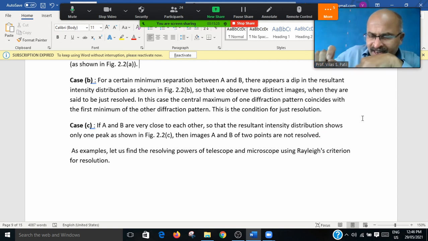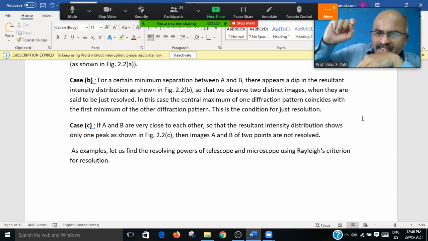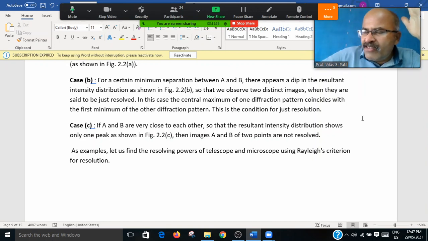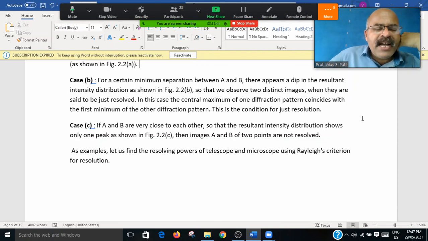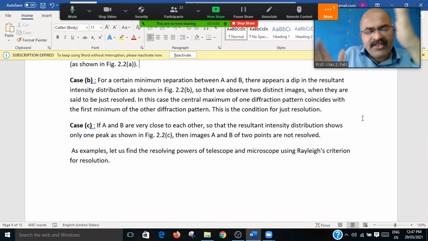A is totally resolved, B is just resolving, and the first maximum overlaps with the first minimum, so the intensity decreases. And in C, A and B are very close to each other, so the resultant intensity distribution shows only one peak, as in Figure 2.2 C. The images of the two points A and B are not resolved, they are mixed together.